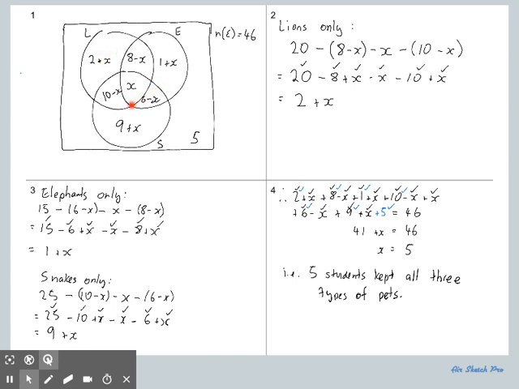But if we did fill in the entire Venn diagram, we can then say things like, okay, in that group of 46 students, if I pick someone at random, what's the chance of me picking someone who has only an elephant as their type of pet? Or what's the probability, given that they own an elephant, that they also have a snake? We can answer all those kinds of questions if we fill out our Venn diagram.